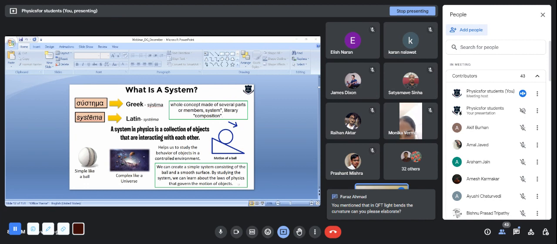You mentioned that in quantum field theory it bends the light curvature. Yeah, I will come to that, Faraz. Let me first go ahead with that. I will answer all your questions, don't worry.